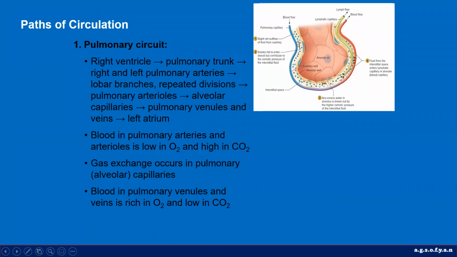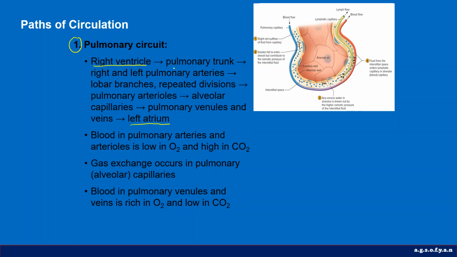Remember, there are two main paths of circulation in the cardiovascular system. The first one is the pulmonary circuit, and the second one is the systemic circuit. For the pulmonary circuit, it starts from the right ventricle, and it will end at the left atrium. The ventricle is the chamber that pumps the blood, while the atrium is the chamber that receives the blood. So the pulmonary circuit starts from the right ventricle.